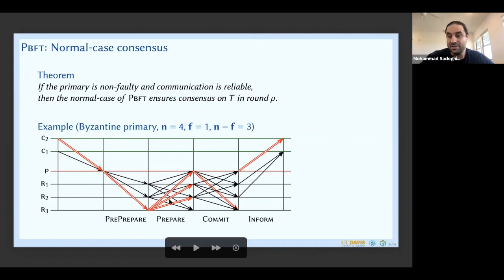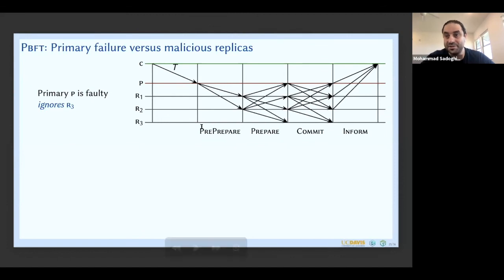In this case, R3 will simply be left behind, and it's okay. The system can still make progress if one of the nodes is left behind, or a minority of the nodes are left behind. As long as the majority is on board on the same value, then progress can be made. And so that's the resiliency. That's how many faults can be tolerated.